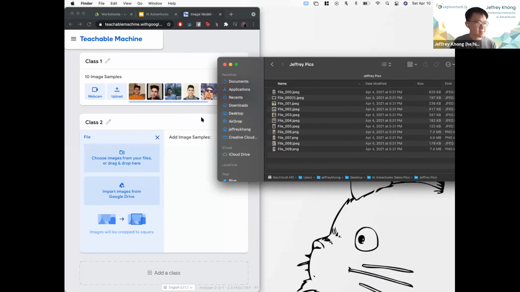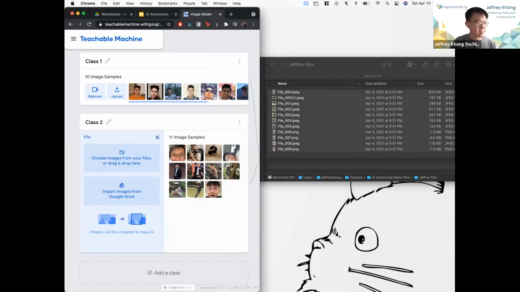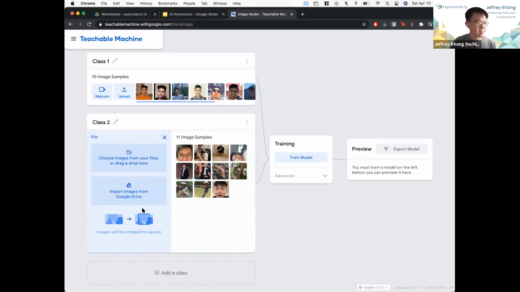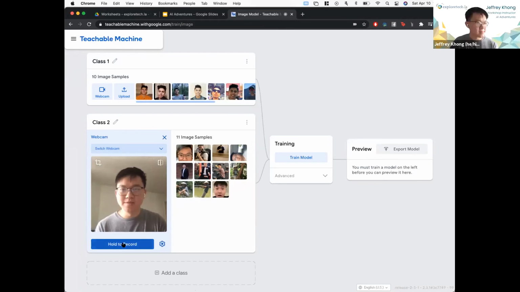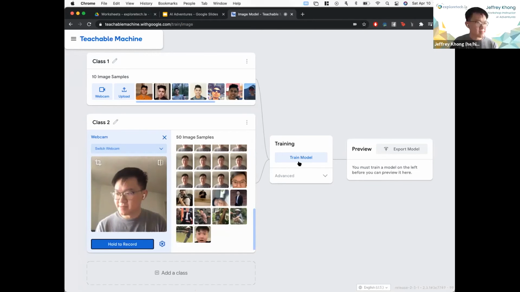And you also don't need a bunch of pictures to do this. You can also do this with your webcam. So I'll give the Google Teachable Machine some data of myself using the webcam here. That just takes a bunch of pictures of my face that it's going to analyze. Then we just train the model, which Google will thankfully do for us.